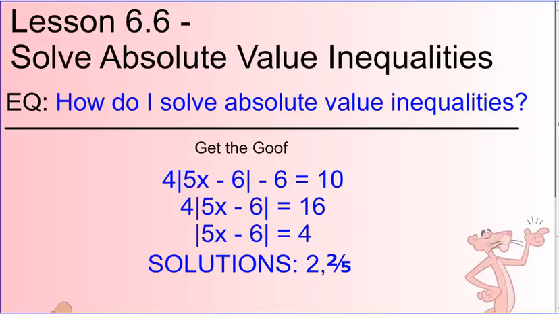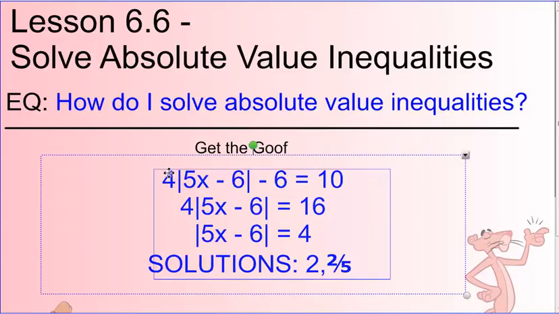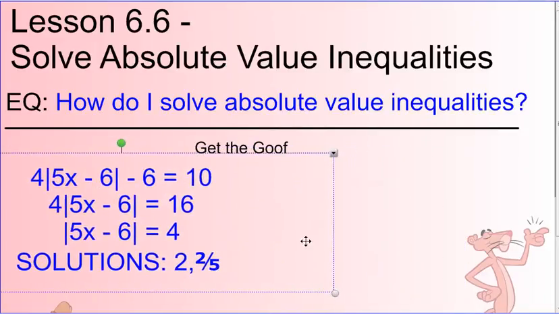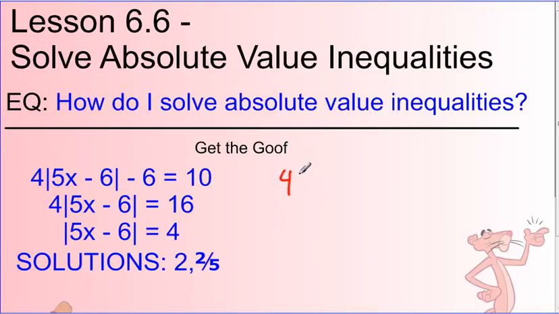In the Get the Goof, we have a problem, and we just need to see if they did it correctly. The way I would do this is to do the problem on my own and then see where it's different. So let me write the problem out over here. 5x minus 6 equals 10.